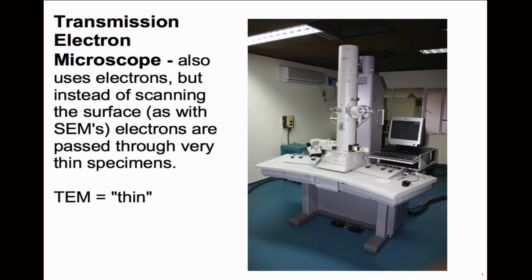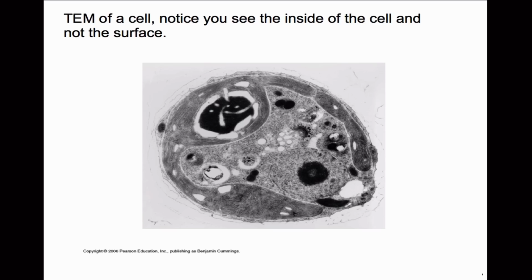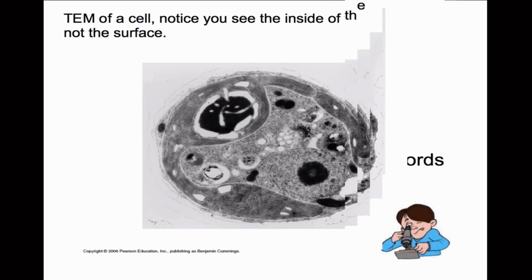And then there's the transmission electron microscope. This also uses electrons, but it passes the electrons through the specimen, so you get a very good image of the inside. So here's one that's used. This image was created by a transmission electron microscope, and you can see the inside of the cell, and so not just the surface of a cell, but you can see all the organelles.